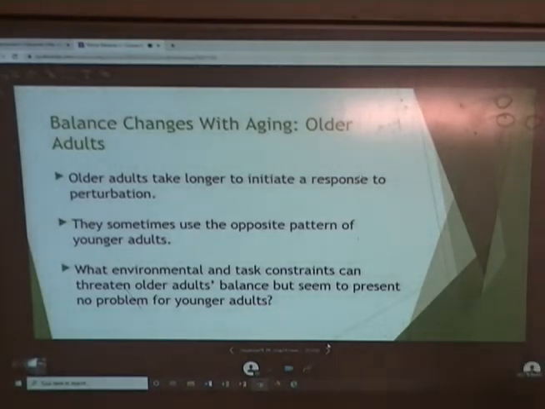So, environmental constraints, like the snow and the ice, right? Or a rug in the house that isn't tight, okay? Or a chair that I go to sit in and the chair wobbles, right? Because one leg is short or not screwed in tightly. Okay? They're much more challenging situations for older adults, whereas you guys would not even think twice about it. Right?